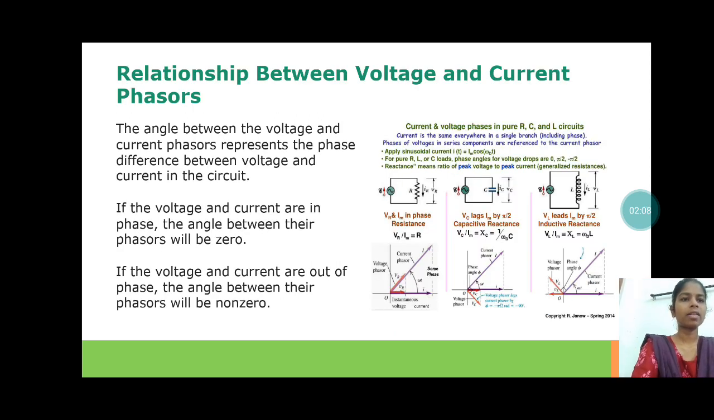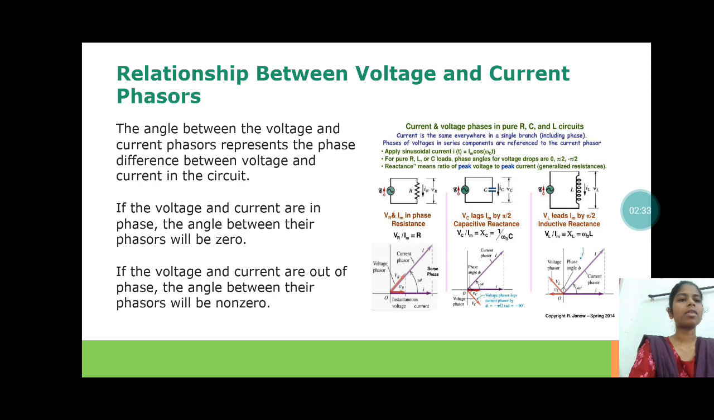Relationship between voltage and current. The angle between the voltage and current phasors represents the phase difference between voltage and current in the circuit. If the voltage and current are in phase, the angle between their phasors will be 0. If the voltage and current are out of phase, the angle between their phasors will be non-zero.